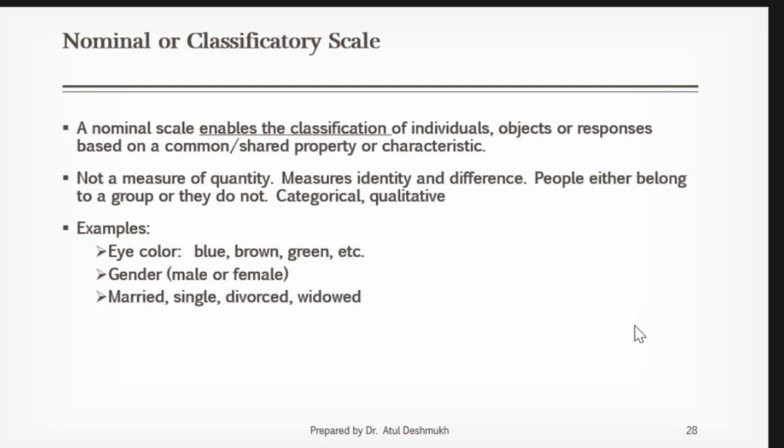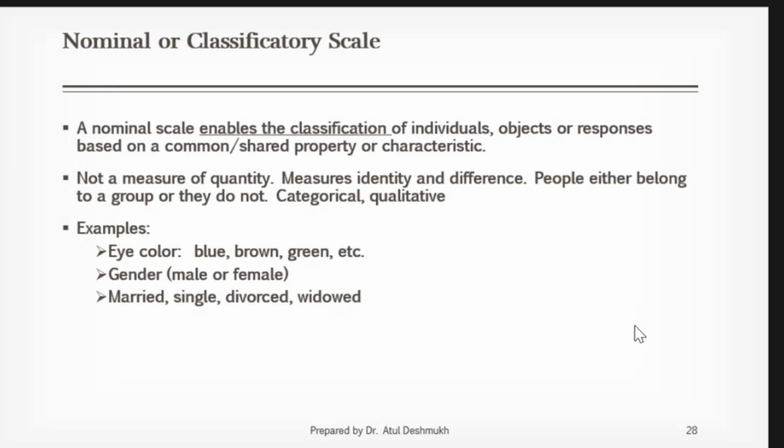So what is nominal scale? It enables the classification of individuals, objects, or responses based on a common or shared property or characteristic. So what is the common or shared property for your batch? You have different subjects, but you are a January batch of 2023. Okay, PhD January batch of 2023. That is a common characteristic. And from that, I am classifying you based on your gender, like 20 males and 20 females. But I am not giving any comments. There is no natural order. Can you say that males are superior to females or females are superior to males? There is no natural order, right?